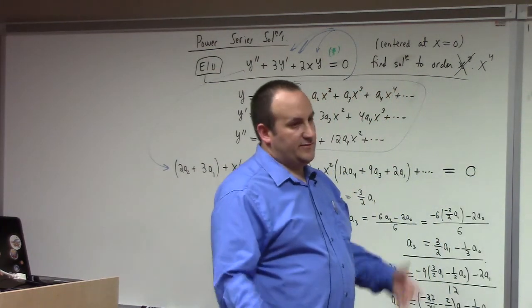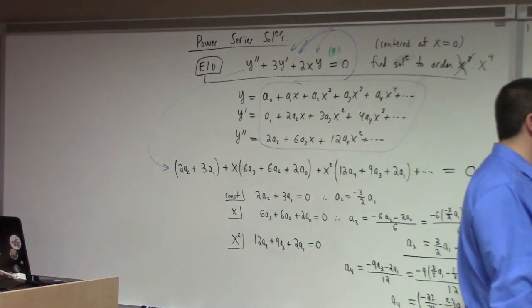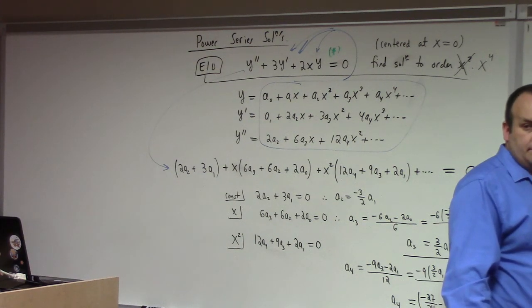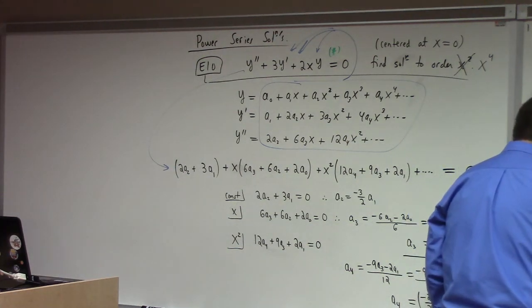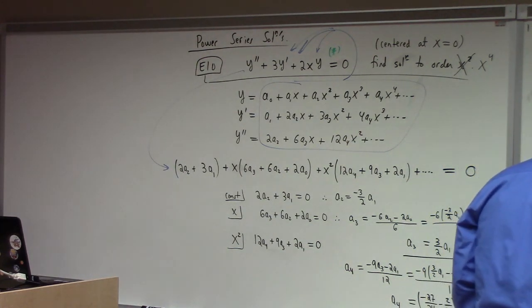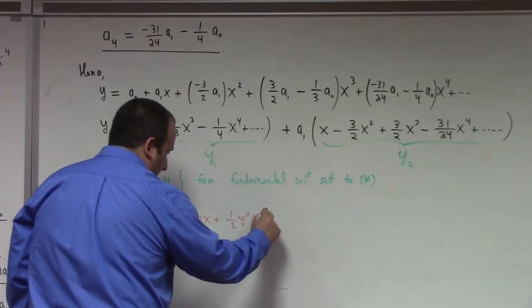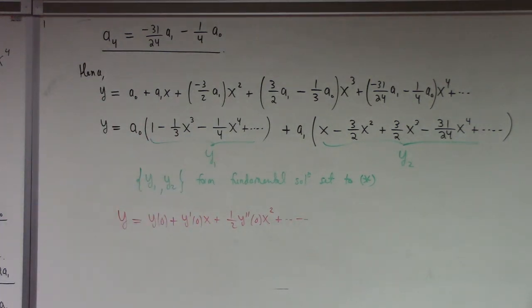If I told you that y of 0 was 0 here, y of 0 being 0 would force me to put a naught equal to 0. Right? Because there's another significance that we have. y is equal to y of 0 plus y prime of 0 times x plus 1/2 y prime prime of 0 times x squared plus dot, dot, dot, right? Taylor's theorem. So there's a significance to the coefficients as revealed by Taylor's theorem. In fact, a0 is y of 0, and a1 happens to be y prime of 0.